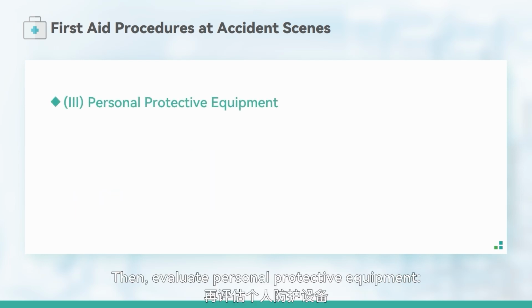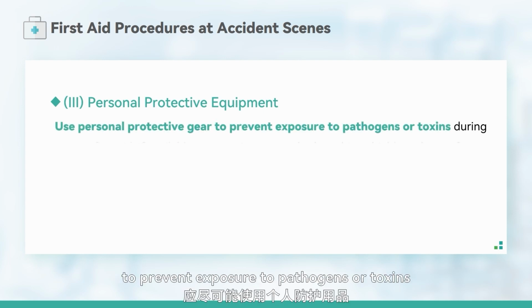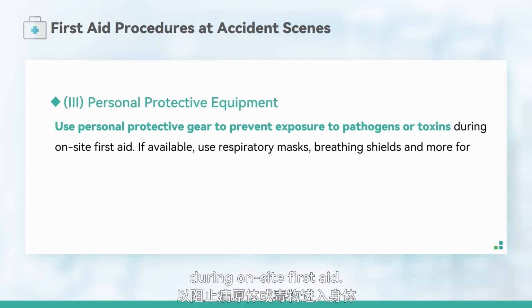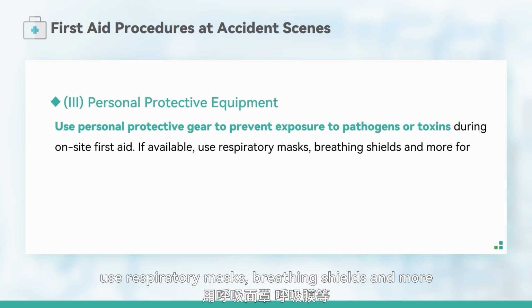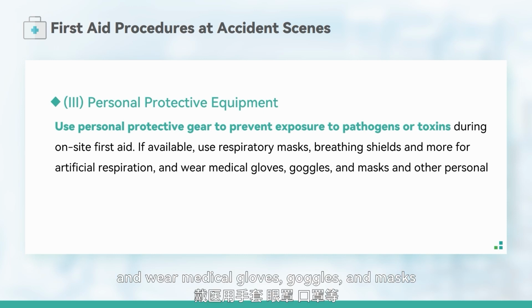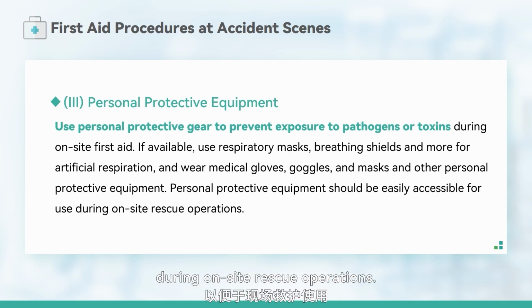Then, evaluate personal protective equipment. Use personal protective gear to prevent exposure to pathogens or toxins during on-site first aid. If available, use respiratory masks, breathing shields and more for artificial respiration, and wear medical gloves, goggles, and masks and other personal protective equipment. Personal protective equipment should be easily accessible for use during on-site rescue operations.